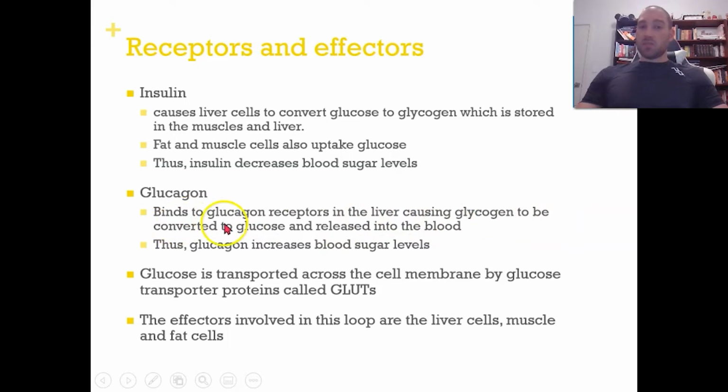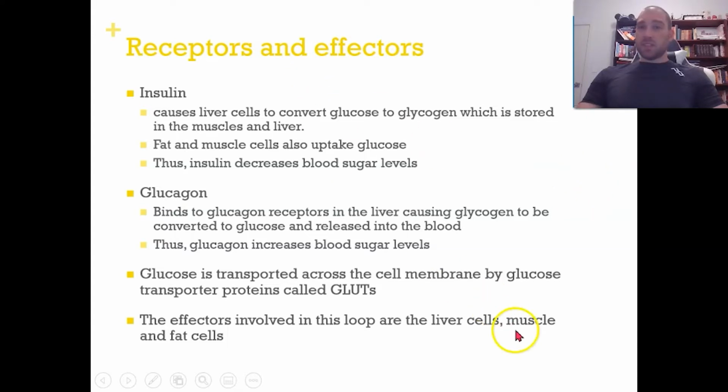That converts glycogen back to glucose, which is then released into the blood, and that causes blood sugar levels to increase. So how does the glucose get across the cell membranes? It's carried by transporter proteins called GLUTs. So what are the effectors in this loop? It's liver cells, muscle cells, fat cells. Cells that are absorbing or releasing glucose into the bloodstream or from the bloodstream.